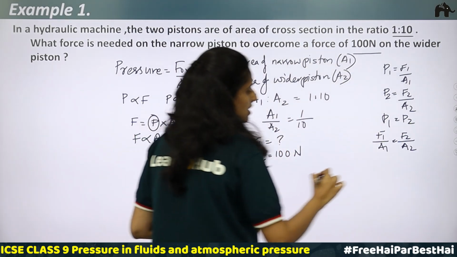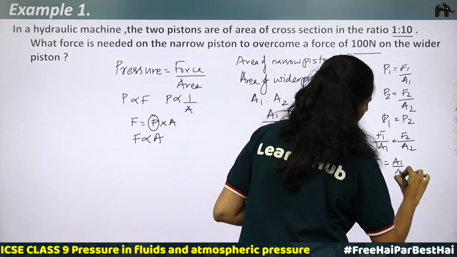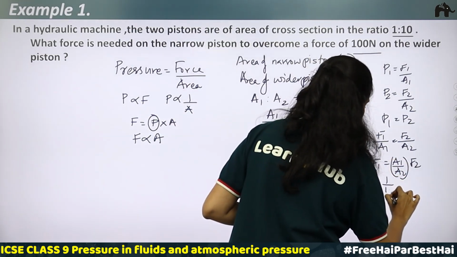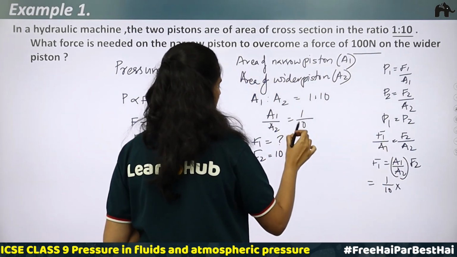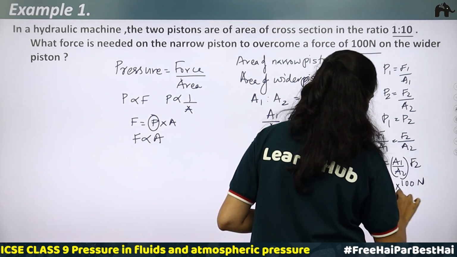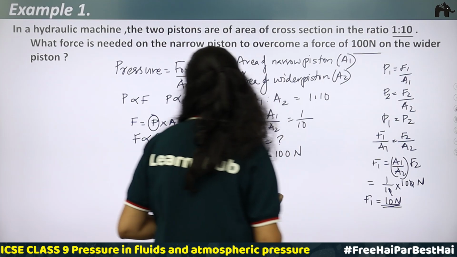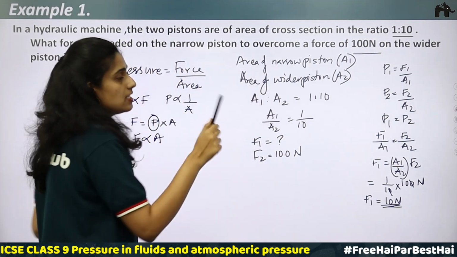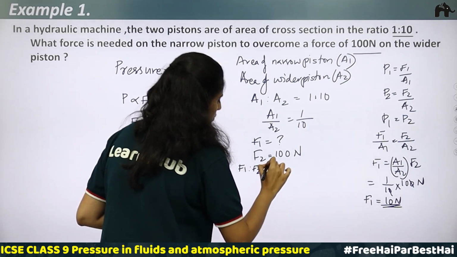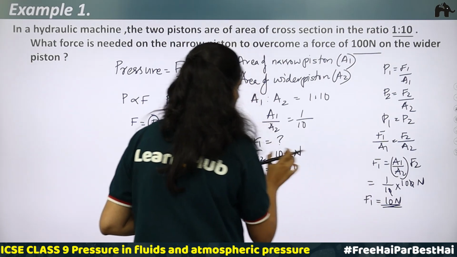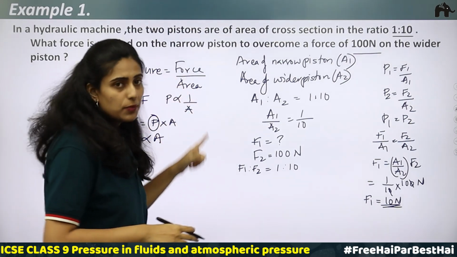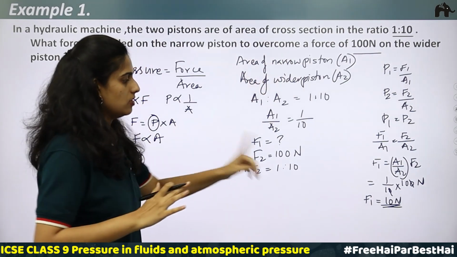We need to find what F1 is. F1 will be equal to A1/A2 × F2. Put the values. What is A1/A2? A1/A2 is 1/10, into what is F2? F2 is given, which is 100 Newton. So, you will be getting F1 is equal to, cancelling, 10 Newtons. Here, what is the ratio of areas? 1:10. Now, what is the ratio of forces? F1 to F2 will also be equal to 1:10, that is 10 divided by 100, which is 1 by 10. The force needed on the narrow piston to overcome a force of 100 Newton on the wider piston is equal to 10 Newtons.